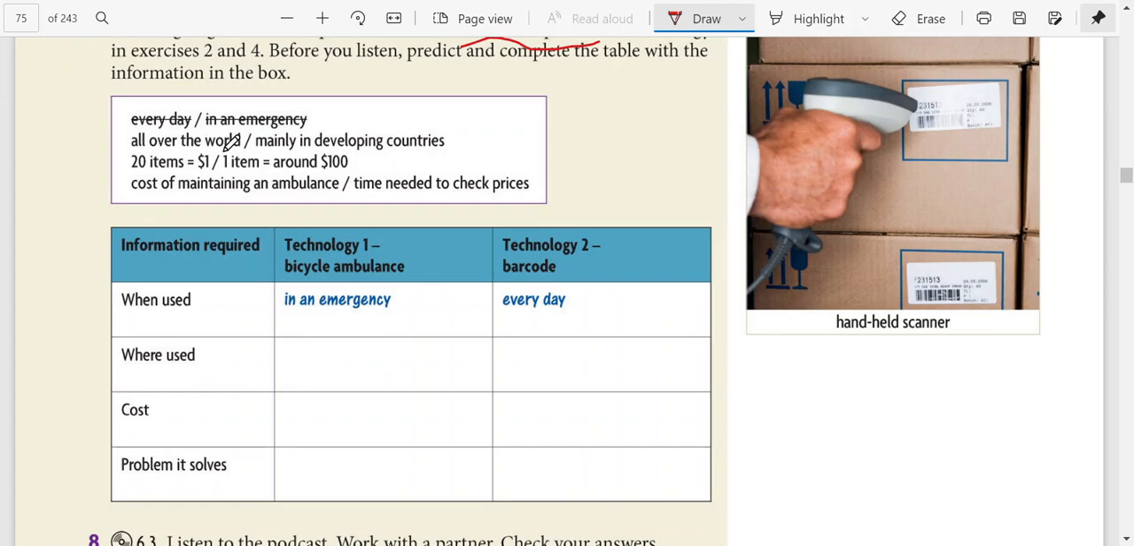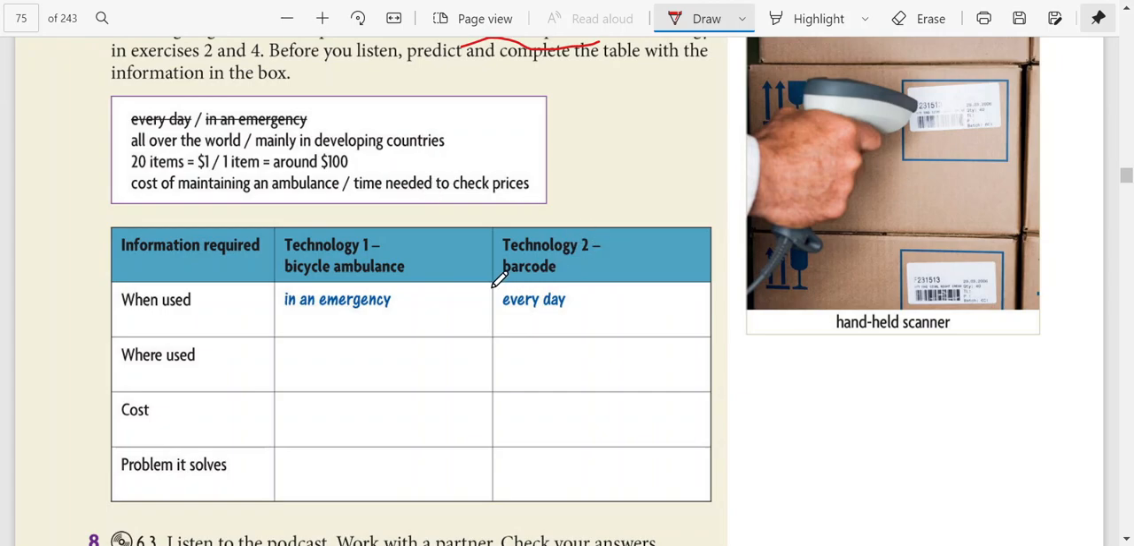All over the world, or mainly in developing countries. 20 items only $1, and one item around $100. Cost of maintaining an ambulance. Time needed to check prices.